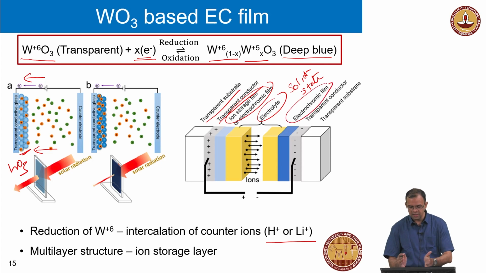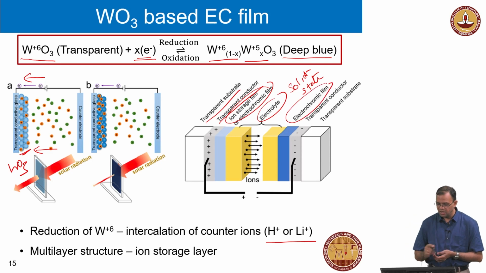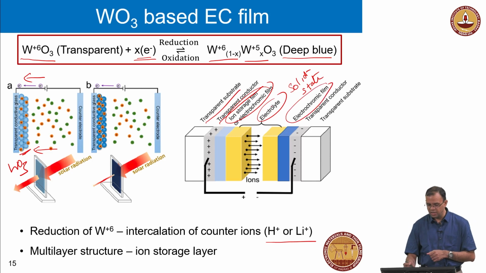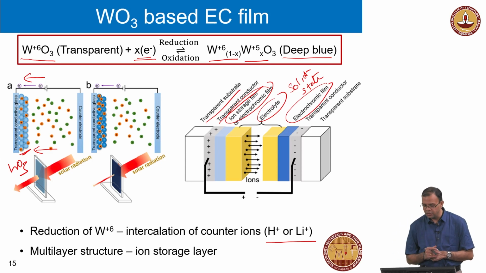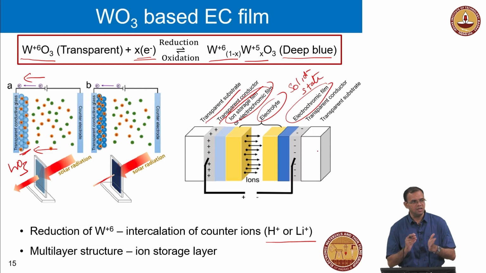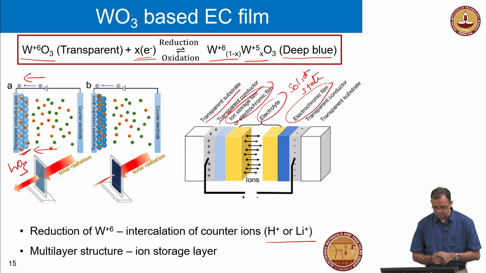So you can see that the device is symmetric about this electrolyte, right? There are two active layers, which are the electrochromic films, and I'll tell you what they are. Then I have transparent conductors and a transparent substrate. So it's essentially a very symmetric device.